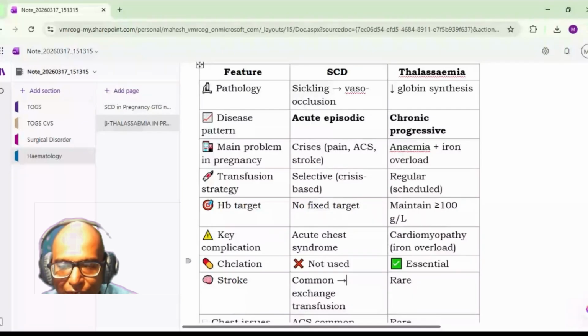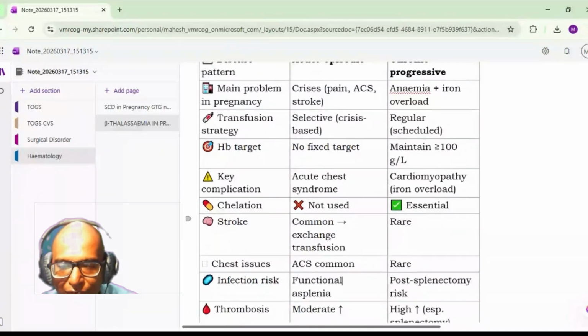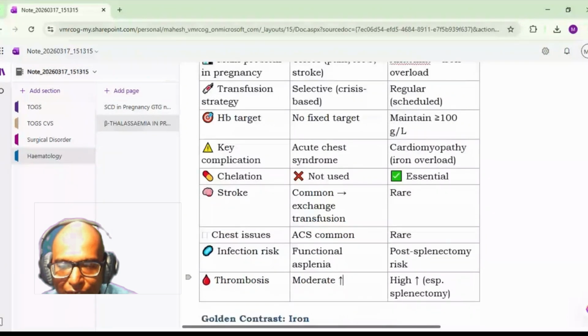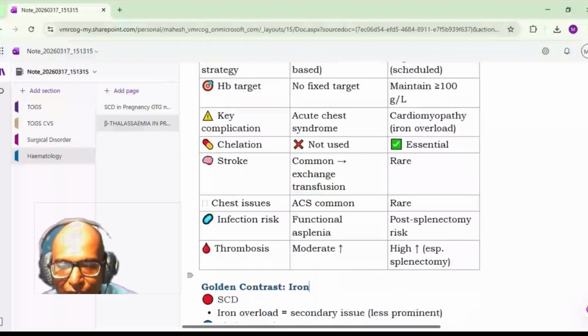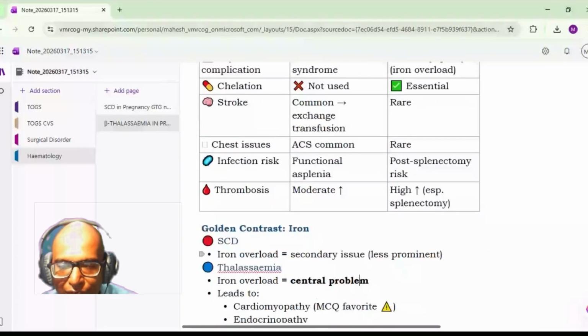Chelation not regularly required in sickle cell disease, however, it is essential for thalassemia. Okay, stroke is common, and in this acute stroke, extended transfusion is required, while in thalassemia it is rare. Acute chest syndrome is common in sickle cell disease, it is rare in thalassemia. Okay, functional asplenia is seen in sickle cell disease, while these patients in thalassemia, they are at risk of infection due to post-splenectomy. Okay, thrombosis risk is moderate in sickle cell, while it is high, especially after splenectomy, and that is why these patients will require aspirin plus low molecular heparin if the platelets are more than 6 lakh and the patient has undergone splenectomy.